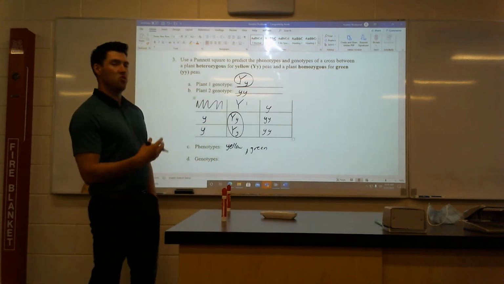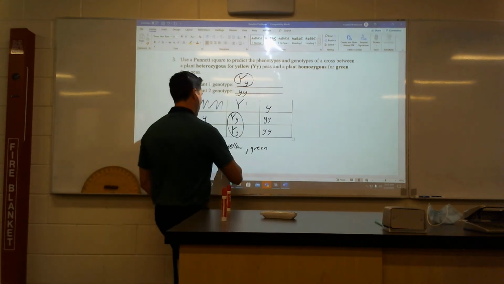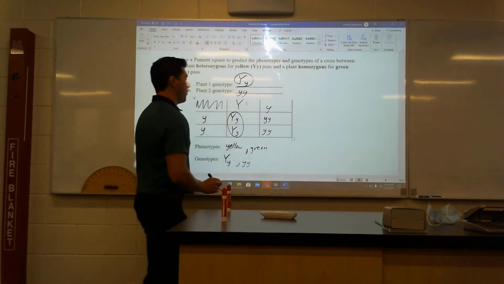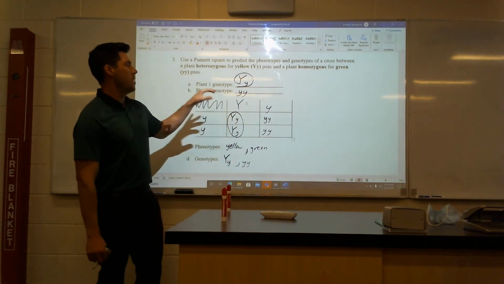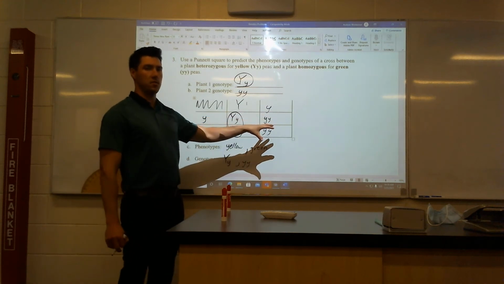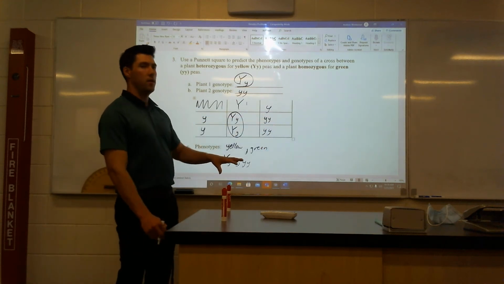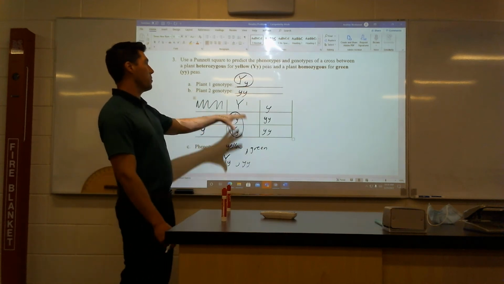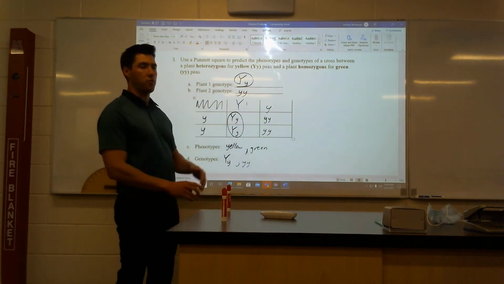And what are my possible genotypes? What are my possible codes? You either have big Y, little y, or little y, little y. Okay, so 50% of the time we'll get some yellow plants, 50% of the time we'll get some green plants. Alright? Hopefully that made sense. Again, there are some really good videos that I sent you as well that'll help explain this. But hopefully I went slow enough that you can do it.